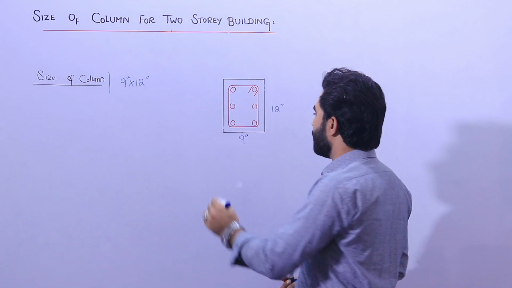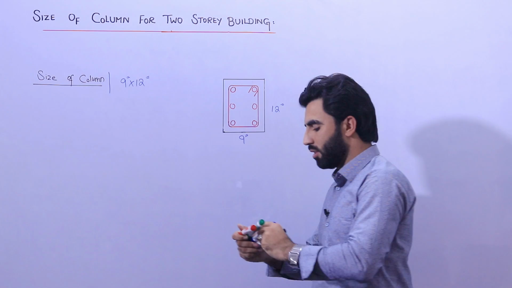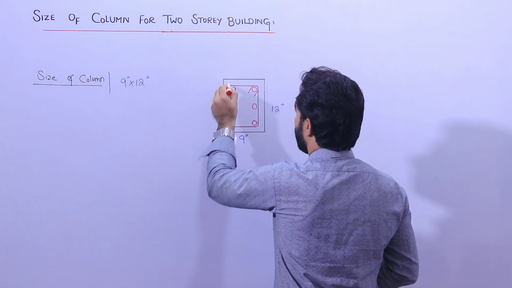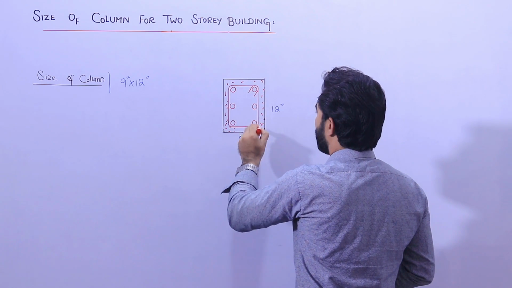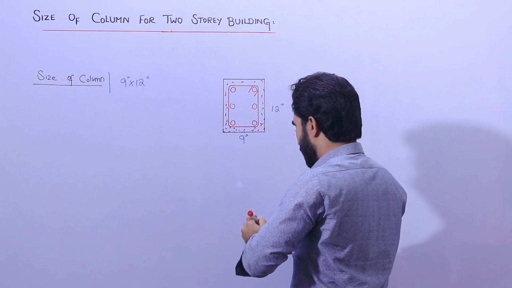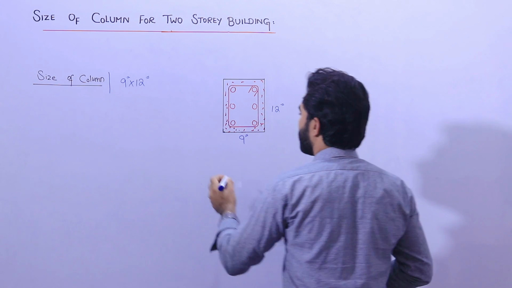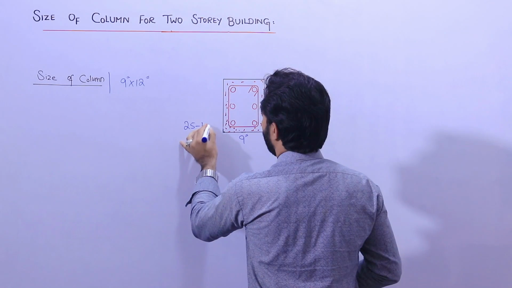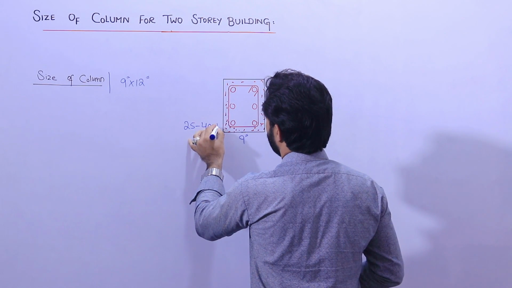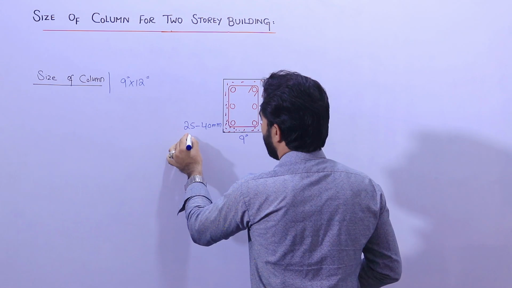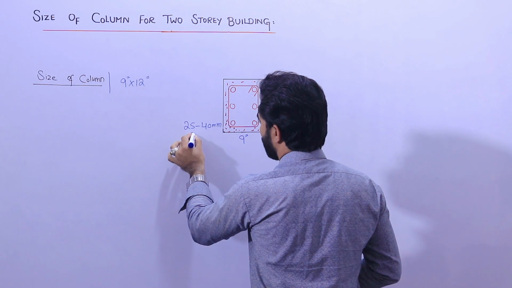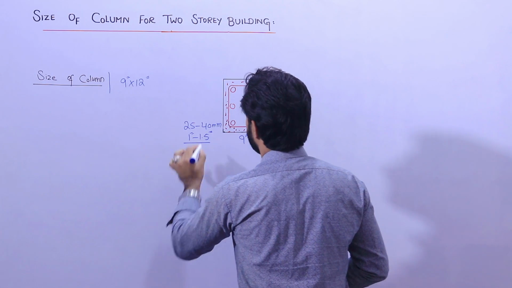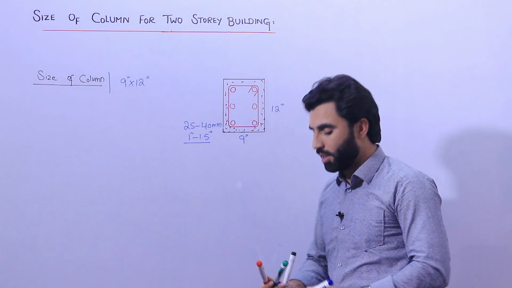Next guys, here you can see this is concrete cover. The concrete cover you can keep between 25 to 40 millimeter. This is concrete cover, or you can say from 1 inch to 1.5 inches. It should not be less than this, okay?